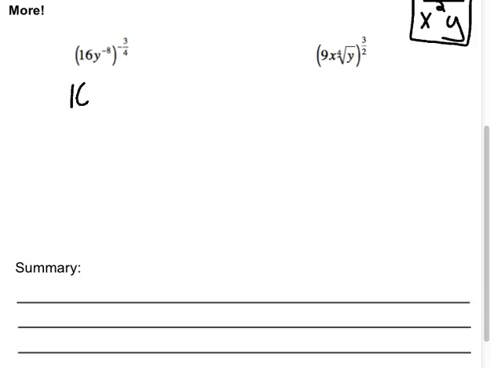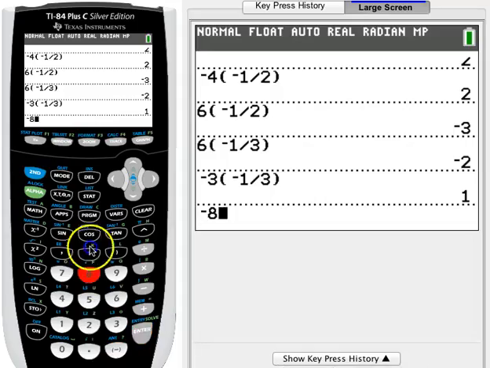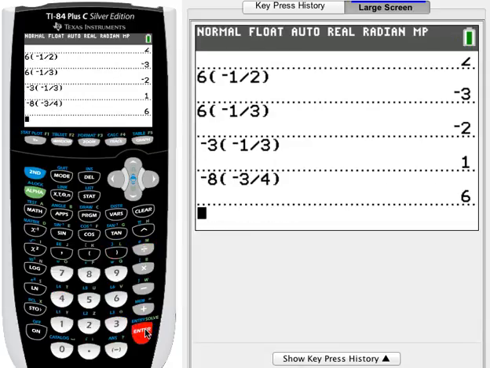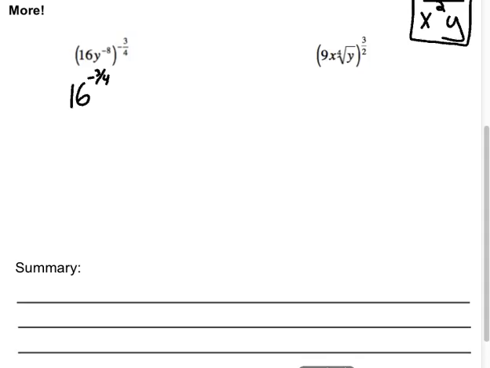So that exponent of negative 3/4 is going to latch on to the 16, and then power of a power, y to the negative 8 to the negative 3/4 power. I'm going to multiply those together. So negative 8 times negative 3/4, that's going to give me a 6 for my new power. So again, all I had to do there was power of a power.